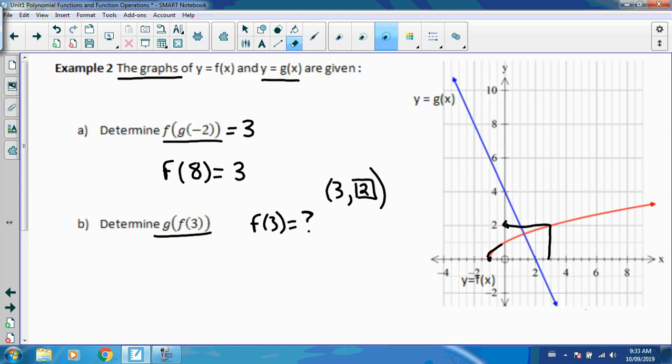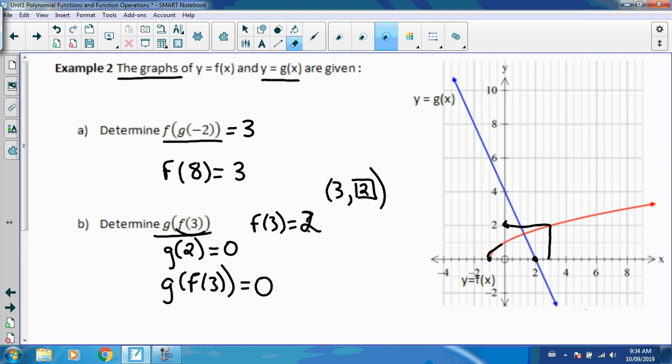So, because this is 2, I'm going to replace that in here. And the question is really asking for the g of 2. So now I have to read on g of x, which is this line. 2 is right here on that blue line. So the g of 2 is 0. So then the g of the f of 3 is really 0, and that's why.